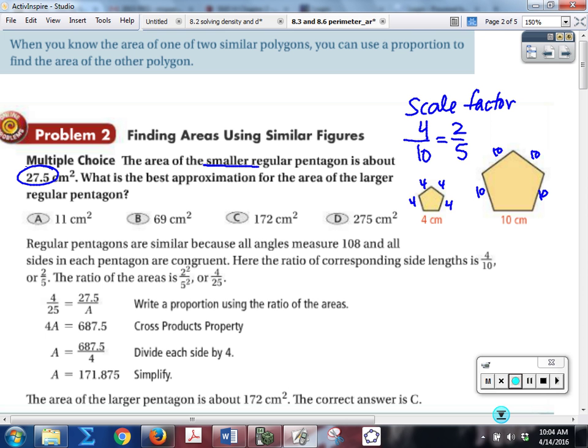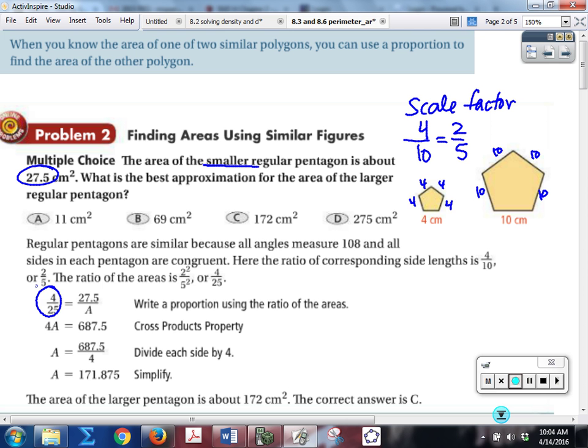So, if this is the scale factor, what is the ratio of the areas? 4 to 25, square both of them. So you know that 4 to 25 right here is the ratio of the areas. And then you've just got to make sure, if it says the small one is 27.5, you've just got to set up your proportion. So the 27.5 goes with the smaller number. 4 is a smaller number, so it goes on top. And then you put the other number on bottom.